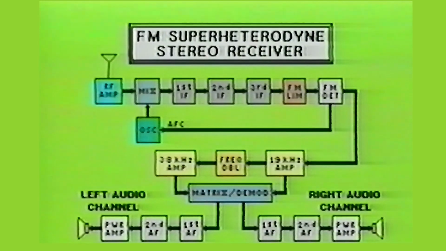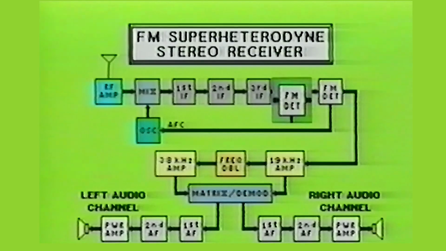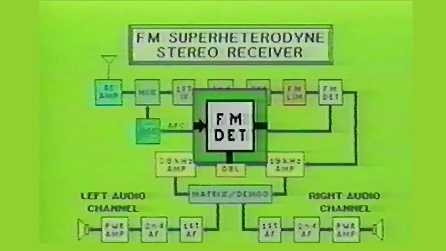The signal is then fed into the FM detector section. The detector stage is used to remove the audio information from the FM carrier. Since this detector responds to variations in frequency and not amplitude, its operation will be quite different from the detector circuit studied previously in the AM receiver.